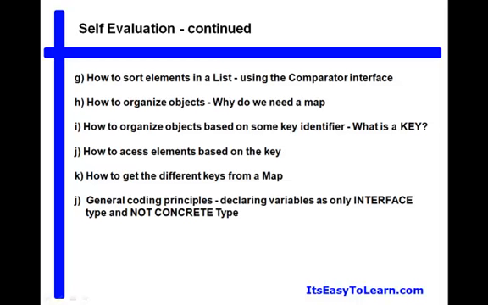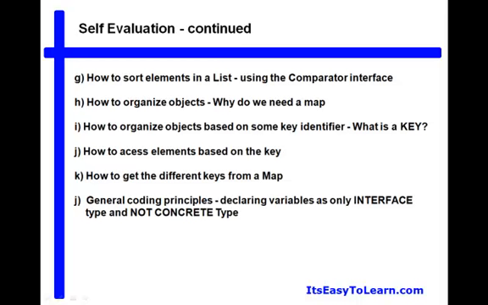How to organize objects? We use a map to organize objects by using a key and a value. What is a key? A key is a unique identifier for a group of objects. How to access elements based on the key? On the map, you say map.get of key. How to get the different keys from a map? We say map.keyset. It gives us a set of keys.